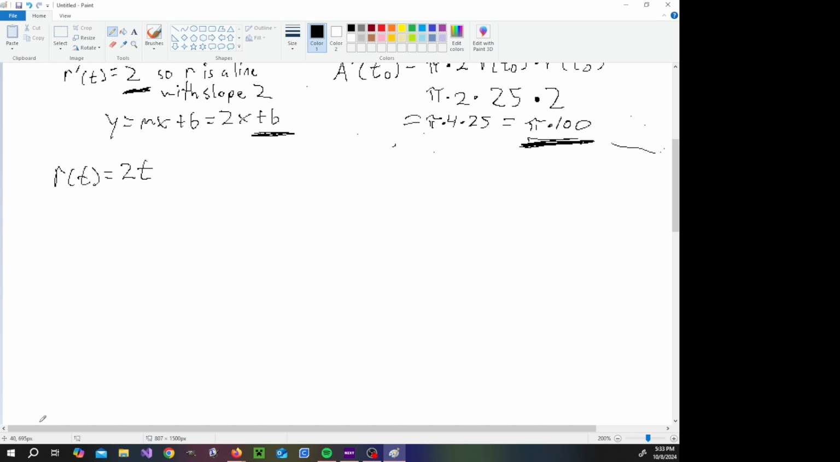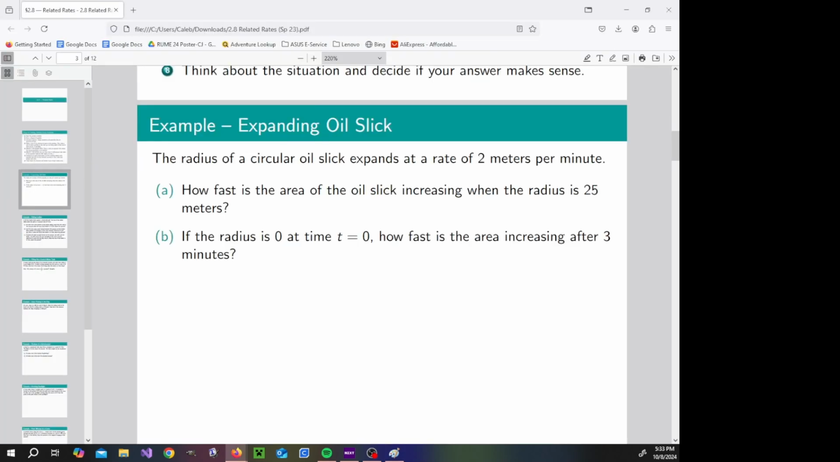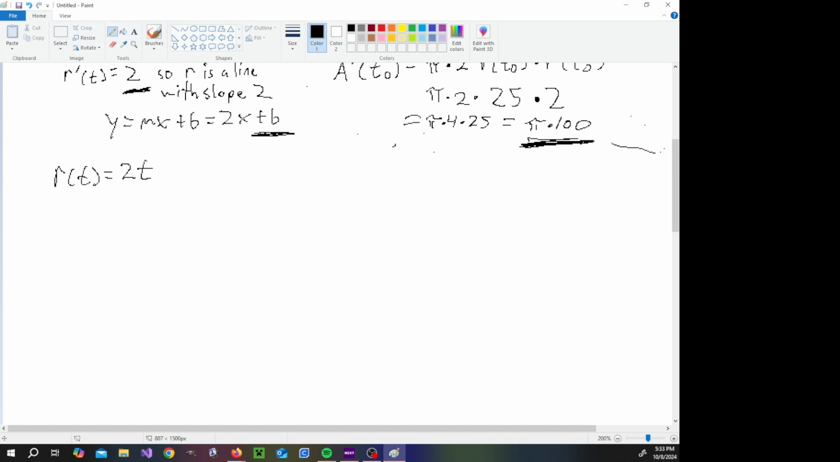So now, the question it asked us was, if the radius is 0 at time t equals 0, how fast is the area increasing after 3 minutes? Well, we want to know how fast the area is changing after 3 minutes. So the work that we just did told us the derivative of the area should be our function pi times 2r of t times r prime of t, right?